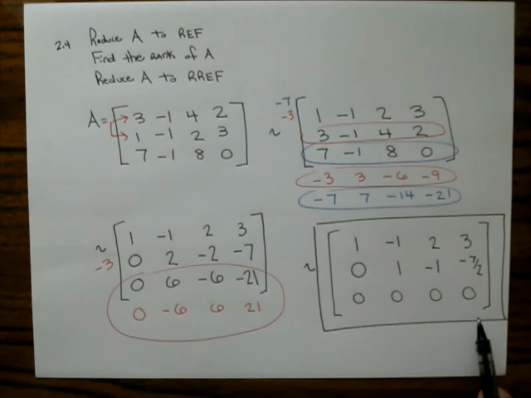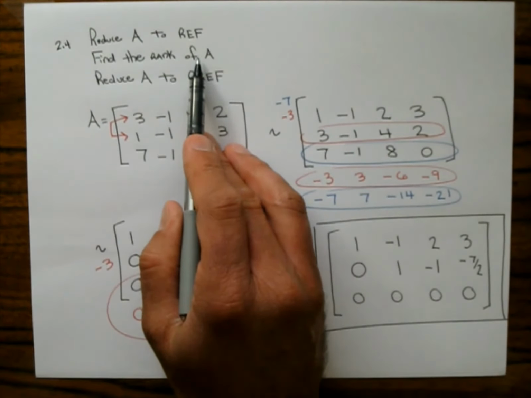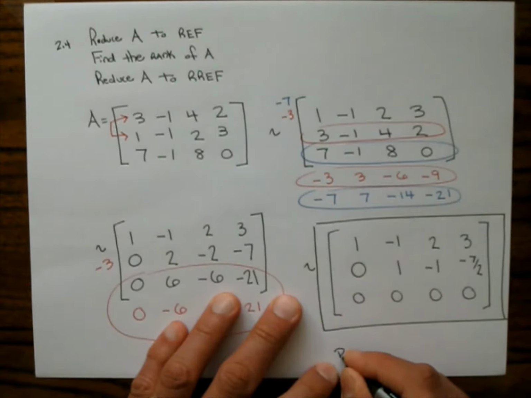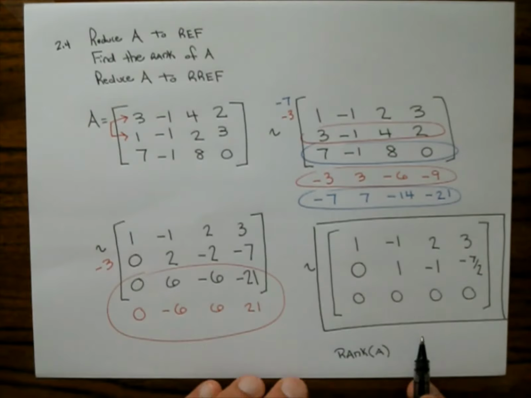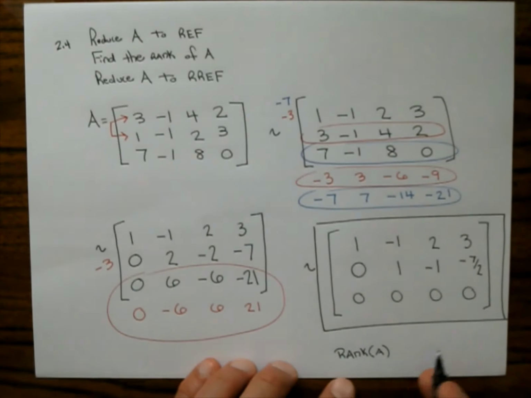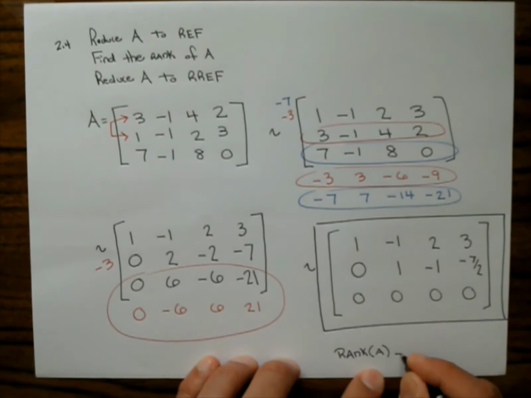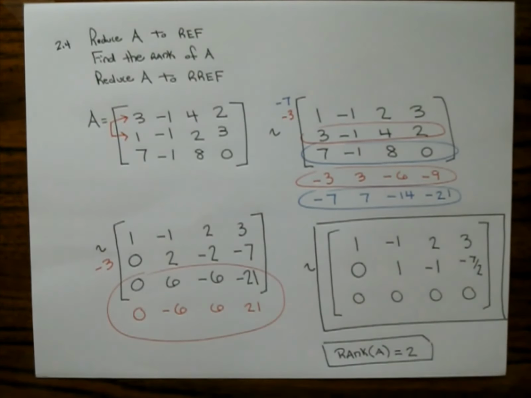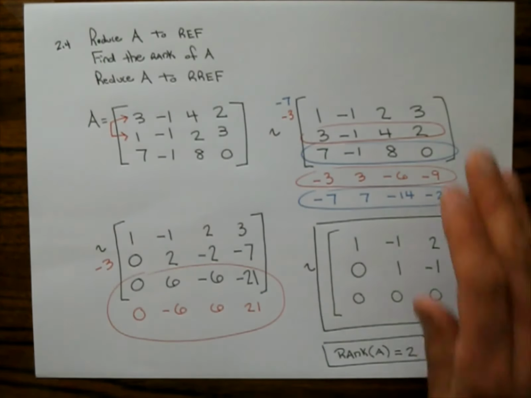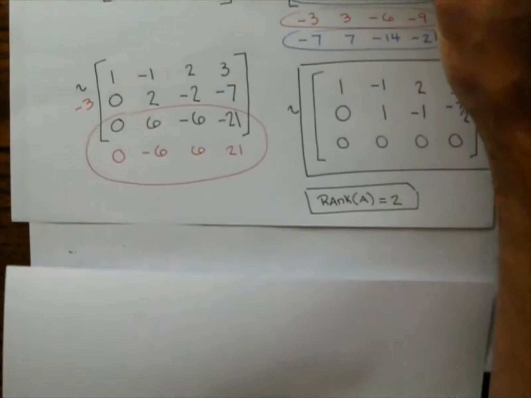Oh, by the way, row echelon form is not unique, so had you done something different, you could have gotten a different answer. Find the rank of A. The rank of A happens to be the number of non-zero rows in the row echelon form. So there are 2 non-zero rows here, so the rank of A is 2. Okay, part 3 says reduce A to RREF. So that is what I'm going to do now.